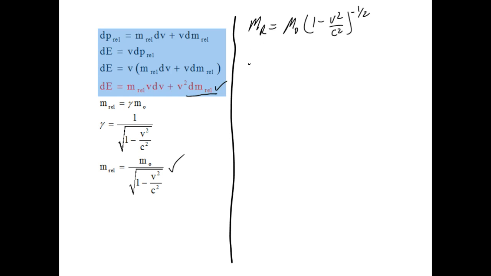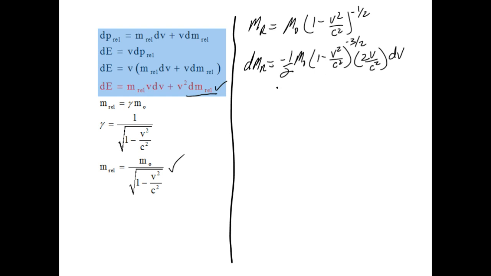So the derivative of our relative mass, mr, is equal to minus 1/2 times m naught times 1 minus v squared over c squared raised to the power of minus 3/2. Okay. And then I take the derivative of what's inside of there, which is equal to 2 times the velocity divided by c squared times dv. Okay.